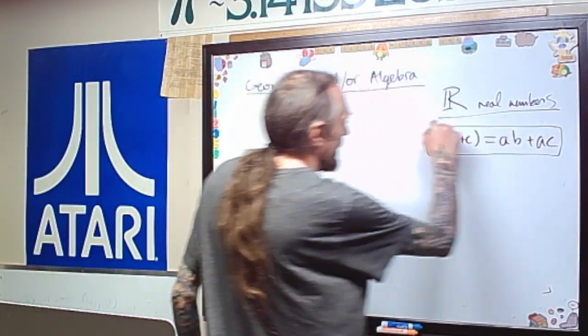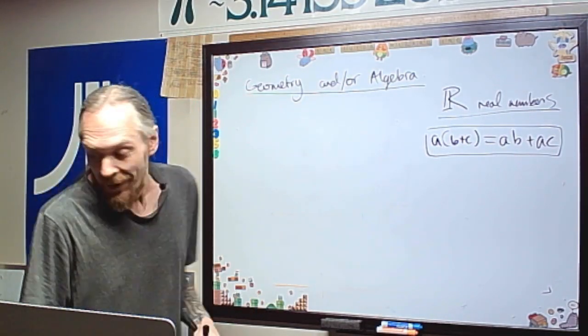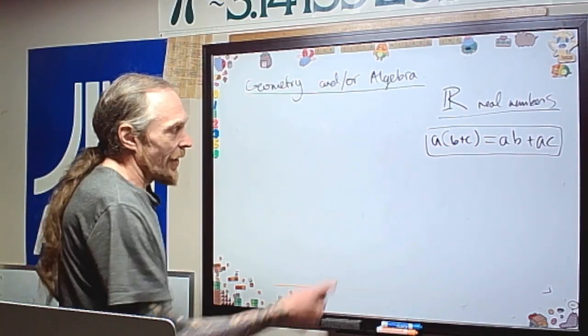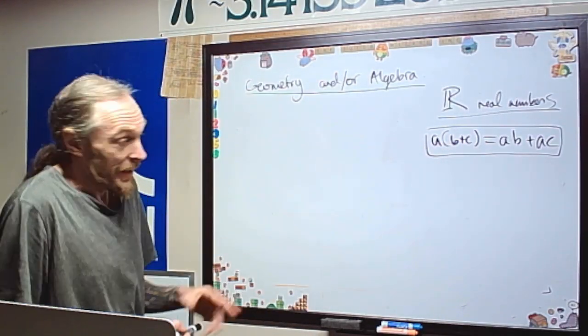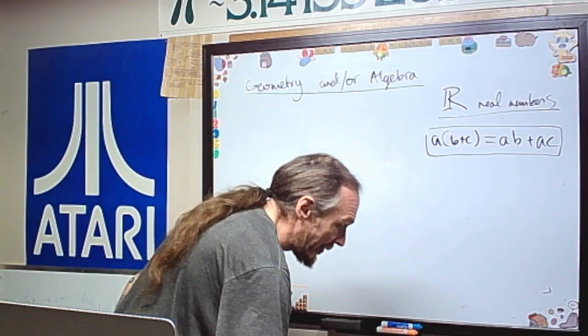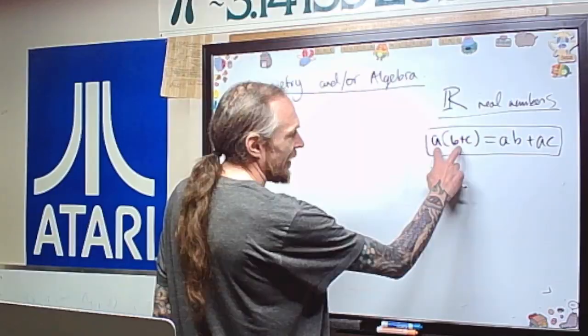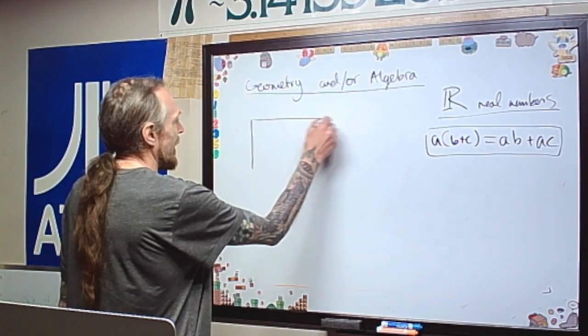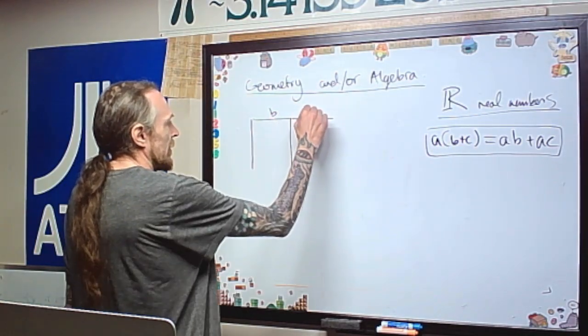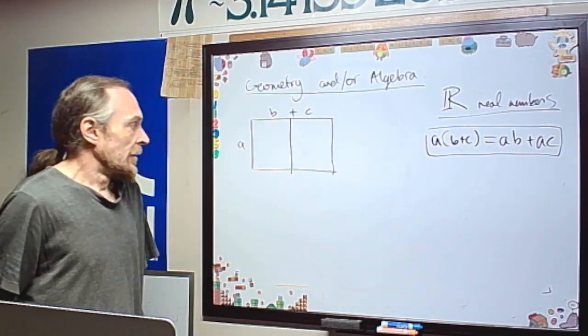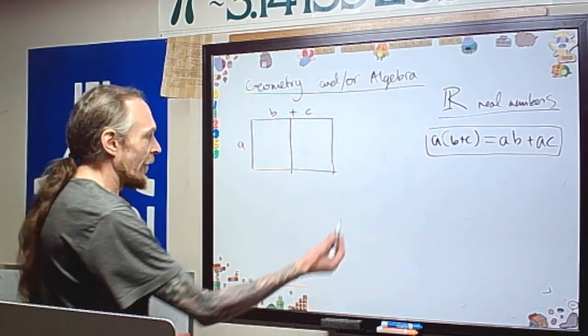So as I'm at the coffee hole, they're asking me, well, how did they come to this conclusion? How do they know this? And so what it is, it's geometry. What you don't see is this is area. I have one side which is B plus C, and I have one side which is A.